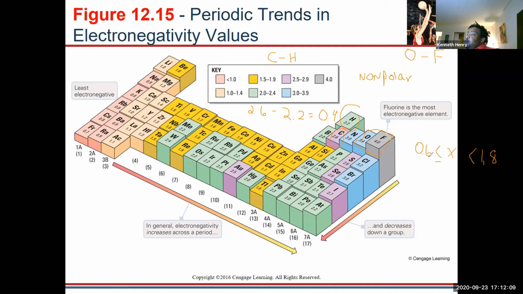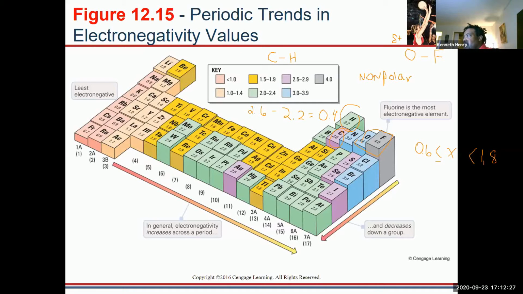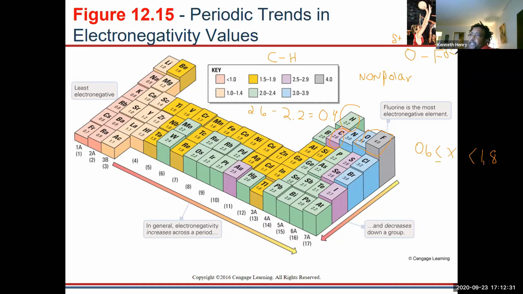So fluorine is going to be pulling that electron closer to itself, and oxygen is going to get it less of the time. So they're going to form what we call a dipole. If these guys were bonding together, sharing this electron, this one is going to be partially positive, and this one is going to be partially negative, meaning that the electron is spending more time with the fluorine than with the oxygen.